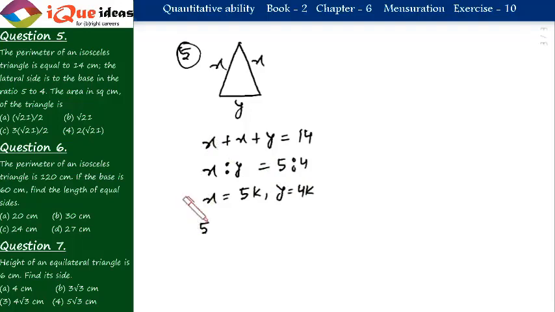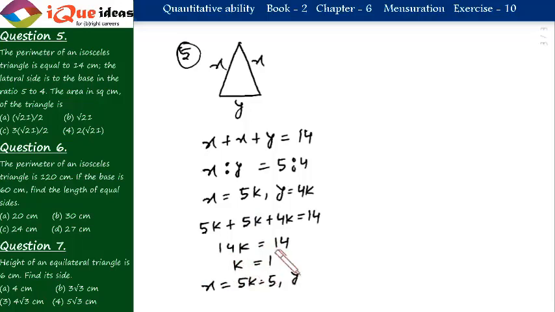Put it in this equation, you get 5k plus 5k plus 4k equal to 14. That means 14k equal to 14. So k is equal to 1. That means x is equal to 5k, that is 5, and y is equal to 4k, that is 4. Alright, so we have the sides now.